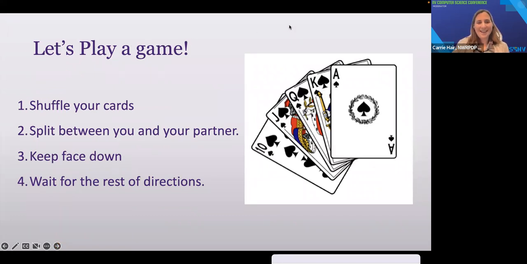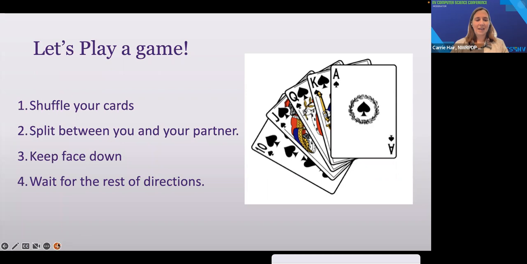We are going to play a game. What we're going to do is you're going to shuffle your cards, split it between you and your partners, keep them face down, wait for directions. Wait, we are virtual, so we can't do this. So what I did is I created a Jamboard with a simulated card game, and I'm going to go ahead and share a link in the chat for that. Don't click this link yet. I'm going to go ahead and talk about how we're going to go about this.